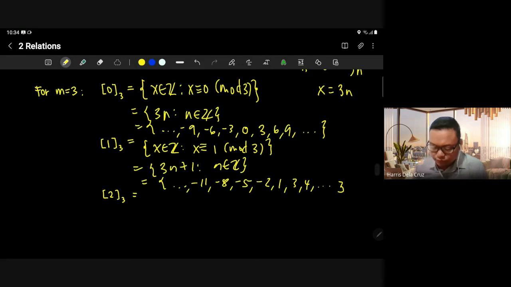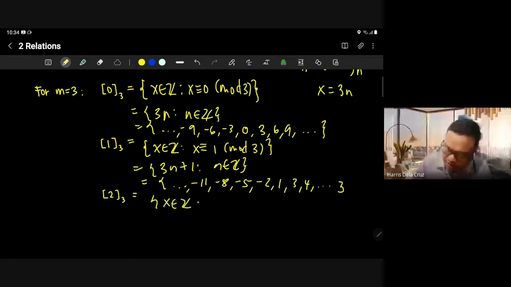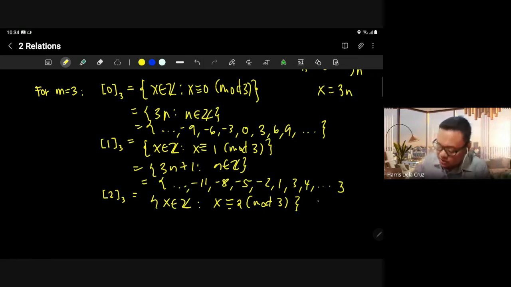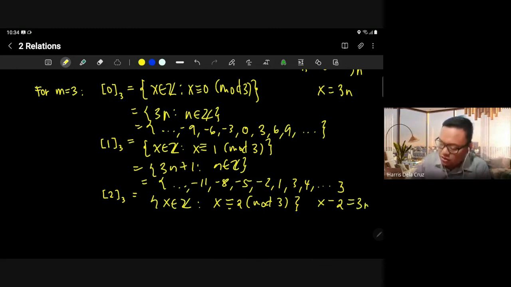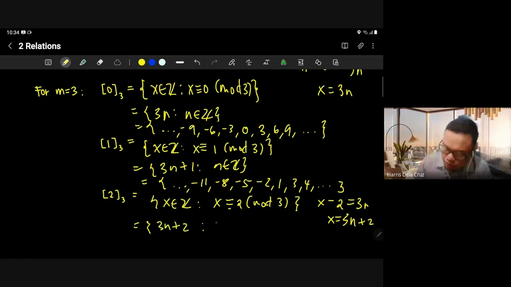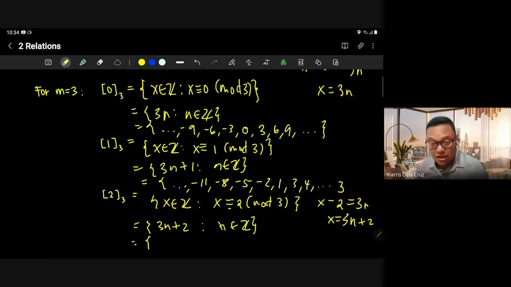So, for 2, we already know the pattern, so that's all x in Z such that x is congruent to 2 modulo 3. But when you say 2 modulo 3, that just means that x minus 2 is equal to 3n. Or that means that x can be written in the form 3n plus 2. Yan. So that's the set of all 3n plus 2 such that n is an integer. Or if you want to write down the elements, so that.